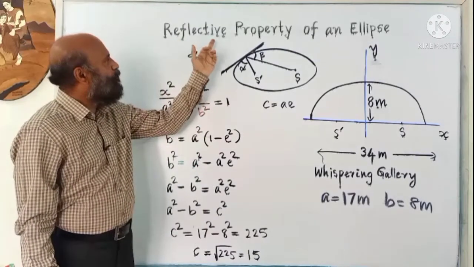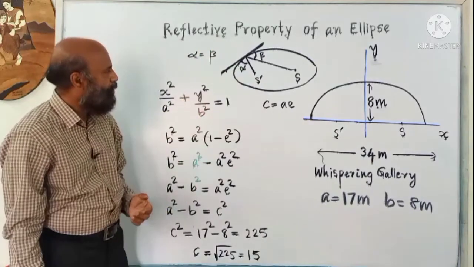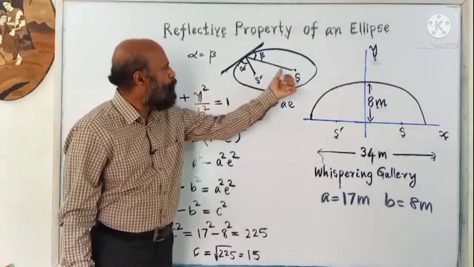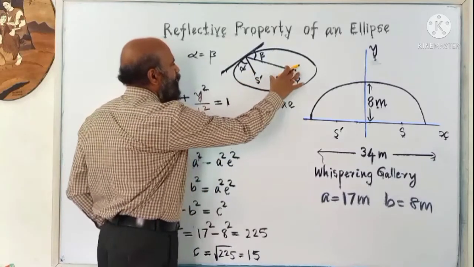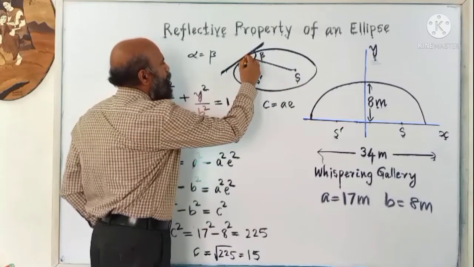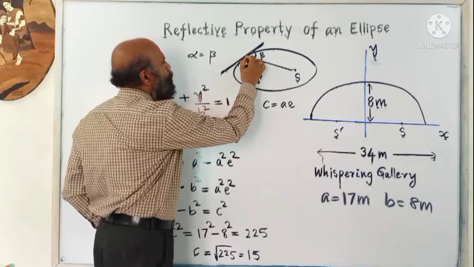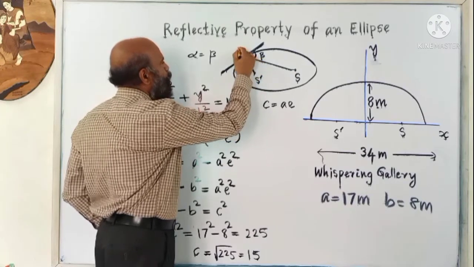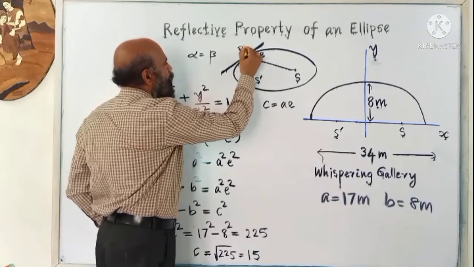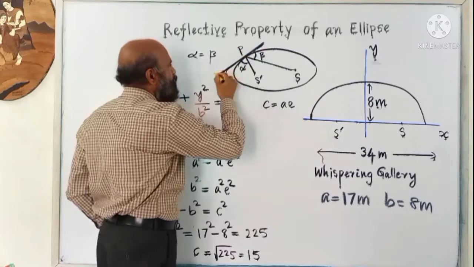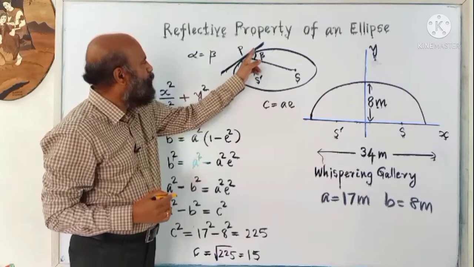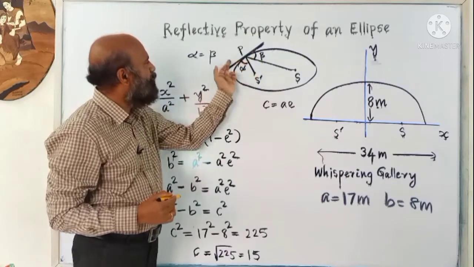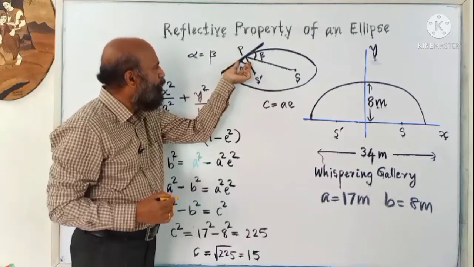Let us see the reflective property of an ellipse. For an ellipse, there are two foci. From the foci, lines are drawn and they meet at a point P on the ellipse. At that point, you draw a tangent. Then the lines will make equal angles with the tangent. This angle is alpha, this is beta.